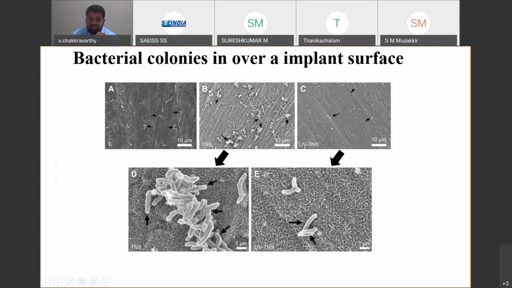In figure D you could observe a lot of bacteria, whereas initially one or two bacteria were there in figure A, and in figure B it keeps on increasing. In figure D you can see a big bunch of bacteria, which is called bacterial colonies. It will generally develop over the implant surface, so your implant surface should be antibacterial in nature. That's the reason we are adding cerium. Cerium is a highly antibacterial material.